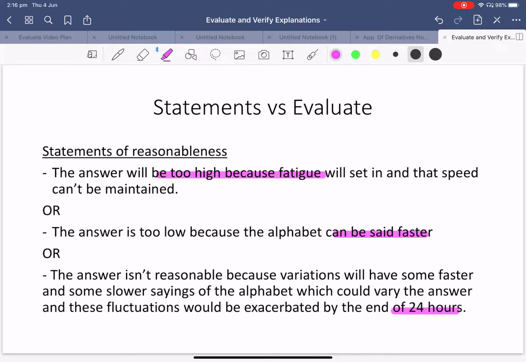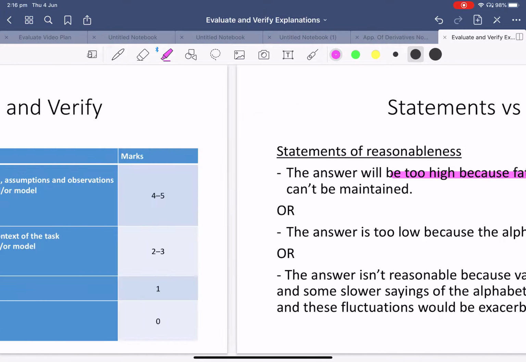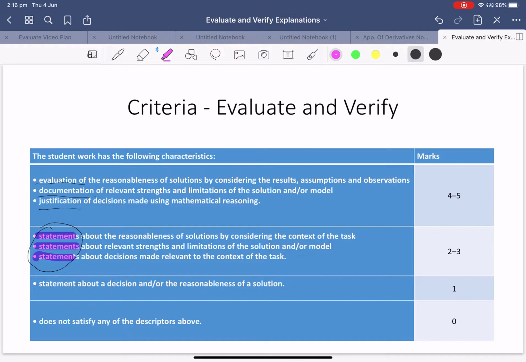So those basically are just statements. I went into a little more detail as I was explaining, but those are just statements. You can see that I've addressed the results, but I haven't really addressed the assumptions or the observations.